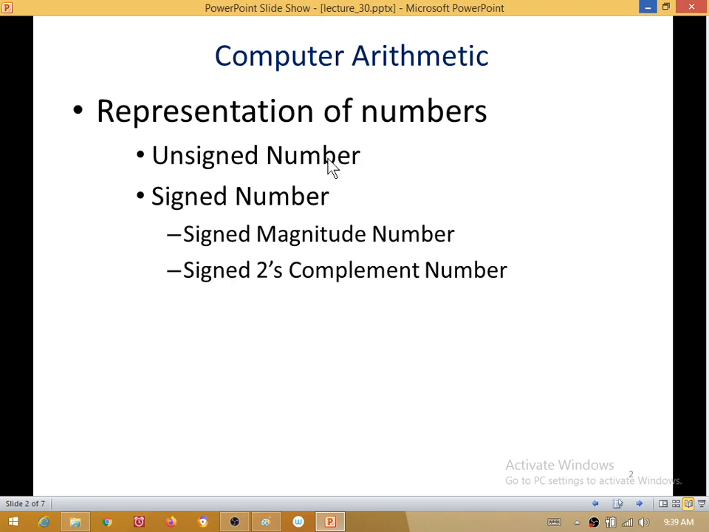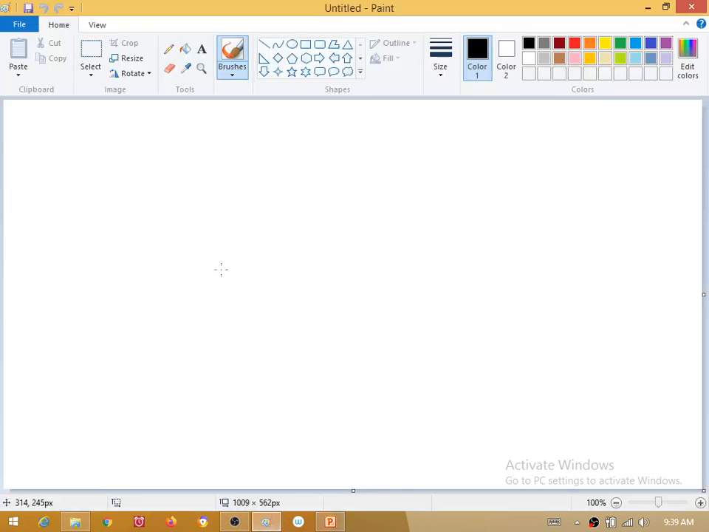So what is an unsigned number? Let's look at an example. So let's say I write a number which is 101.11. So obviously this number has a fractional part and it has an integer part, and this is basically your binary point over here. Now how do you understand this number? What is the value of this binary number?